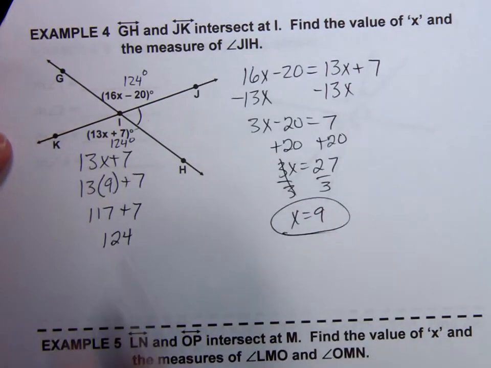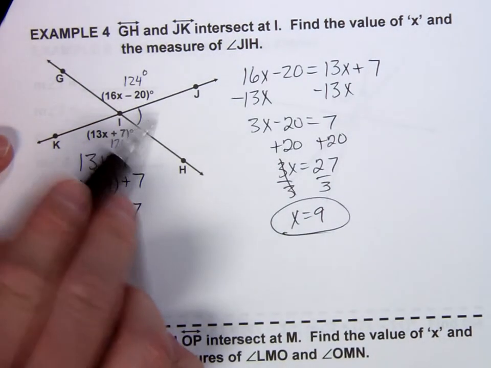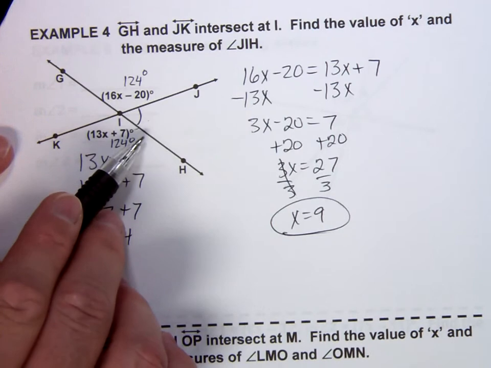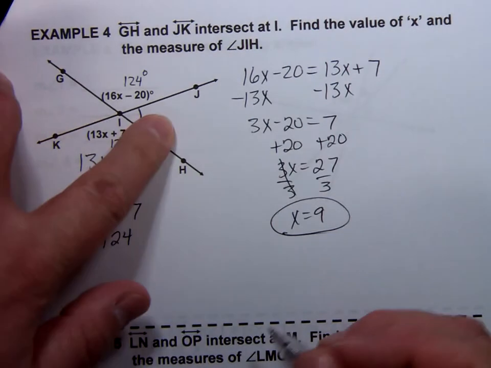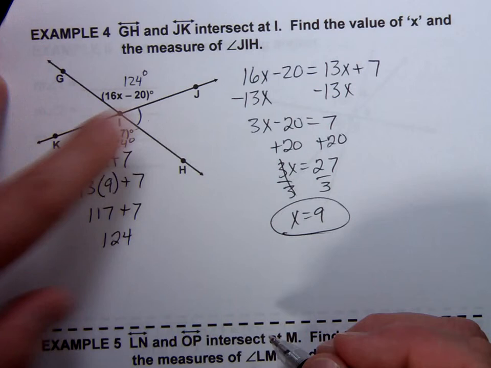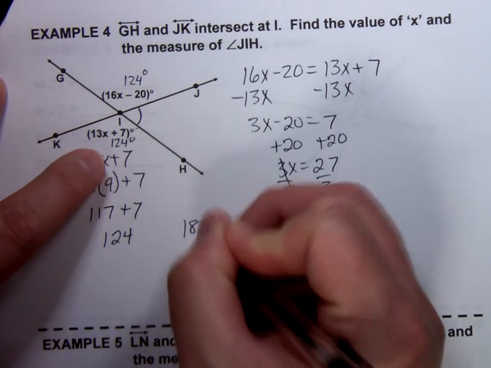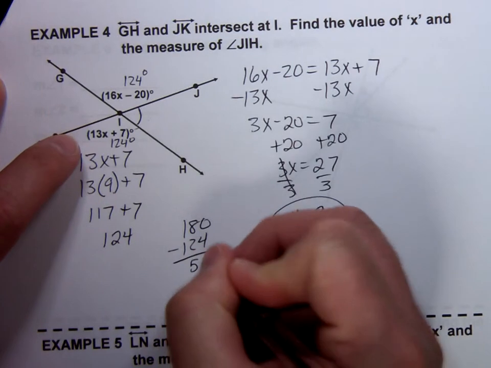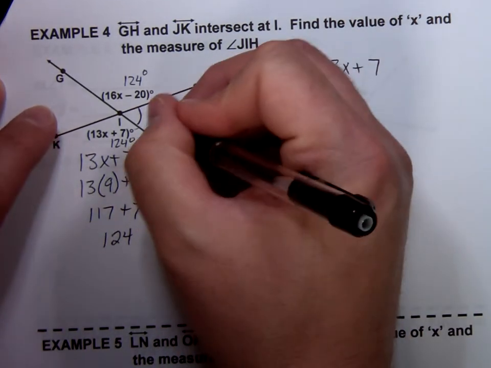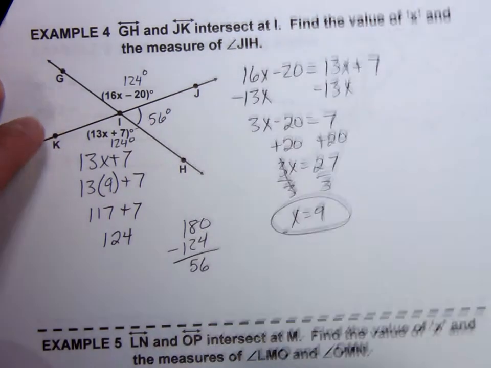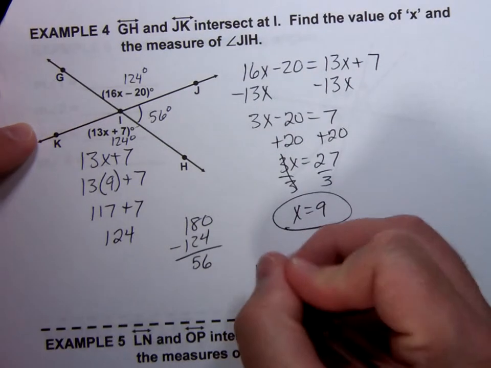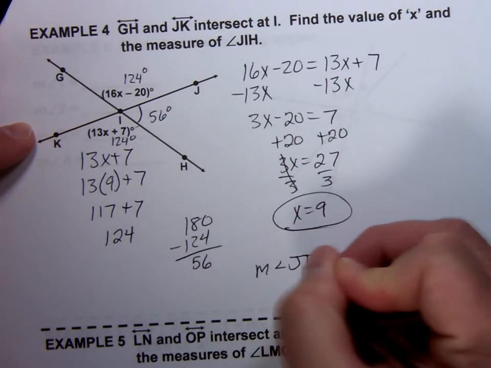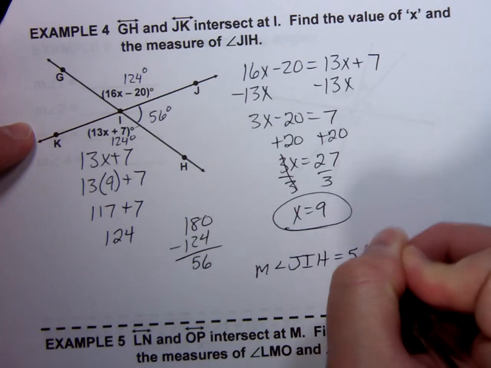Now remember, these are supplementary. They're a linear pair. They add up to 180. So whatever this angle is, plus 124 equals 180. So I can subtract 124 from 180. And that tells me that angle JIH is 56 degrees. The measure of angle JIH is equal to 56 degrees.